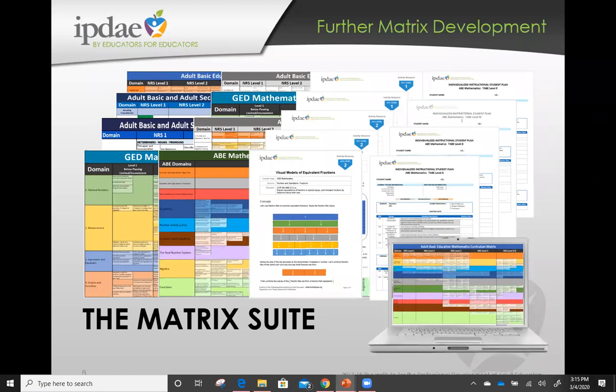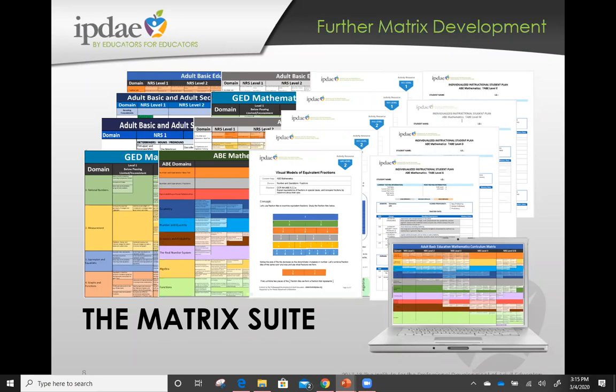And then we also developed resource activities to go along with each one. And on monitoring your students' progress, we also developed individualized student plans to go along with all of this. So it's a complete set of resources and materials that align with this basic process strategy to move your data.